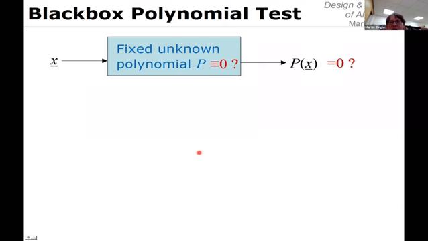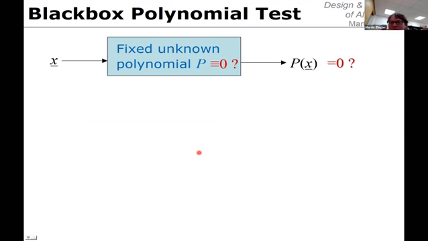You could have accidentally hit a root of my polynomial. A root of my polynomial means at this argument x, the value is 0, but the polynomial itself is not the zero polynomial. You've just had bad luck hitting a zero of my polynomial, right?